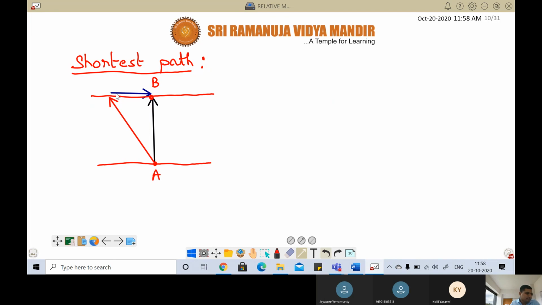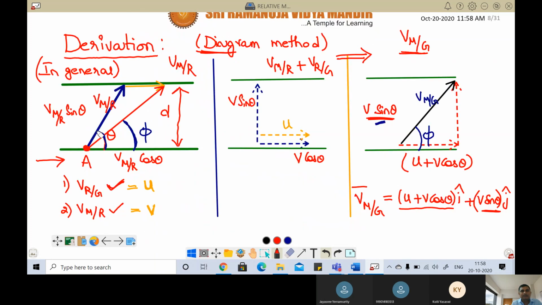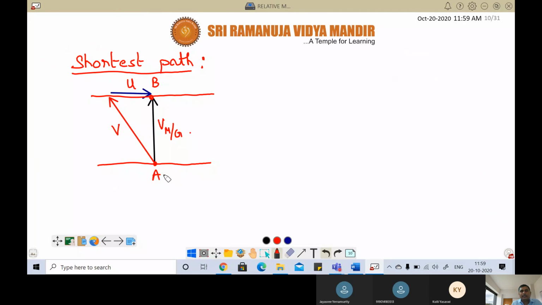Now this is what we have to calculate. So this is U. This is called V, and this is called the velocity of man with respect to ground. Now here theta, this is the velocity of man with respect to river. Initially we took the angle made by that velocity with river flow as theta. Now how much is theta in this case? Is theta acute, 90, or obtuse?